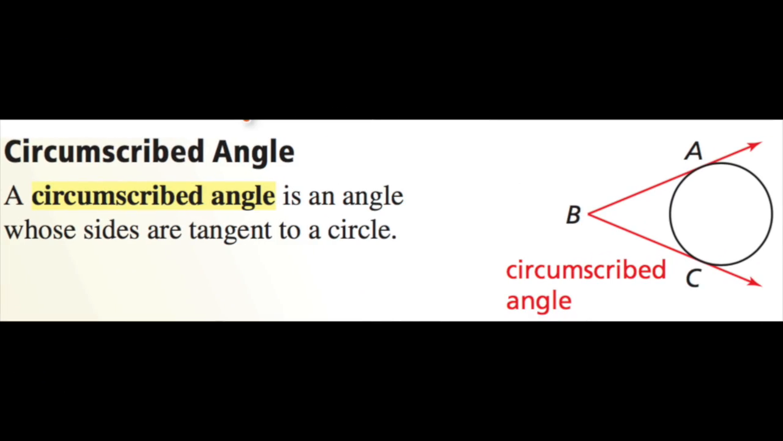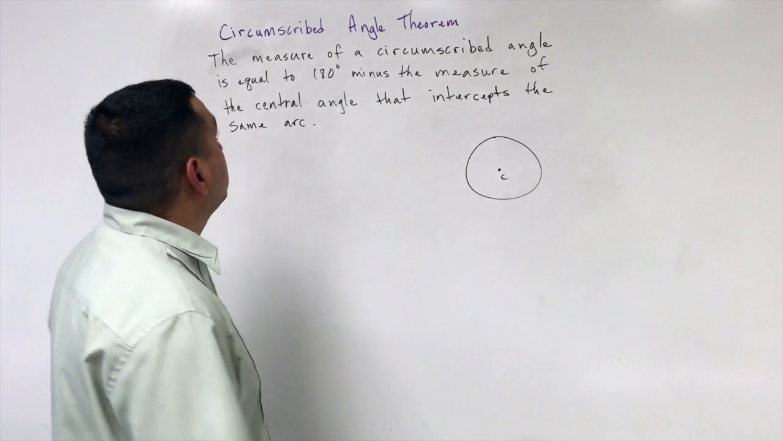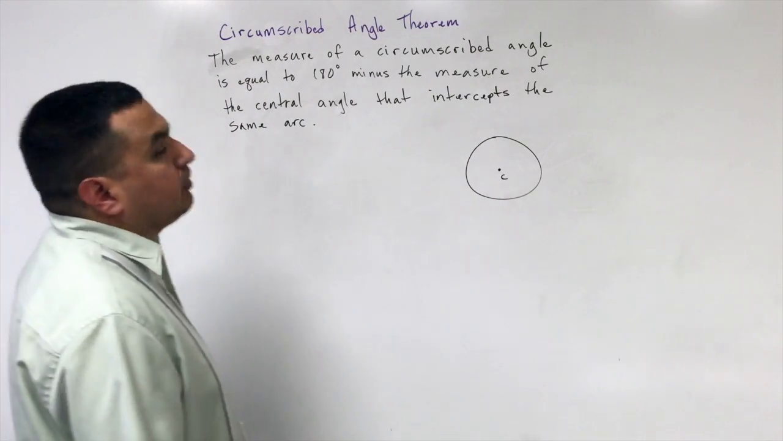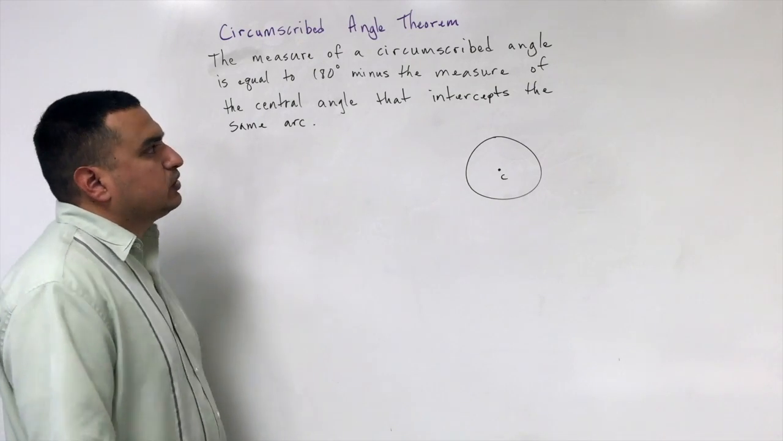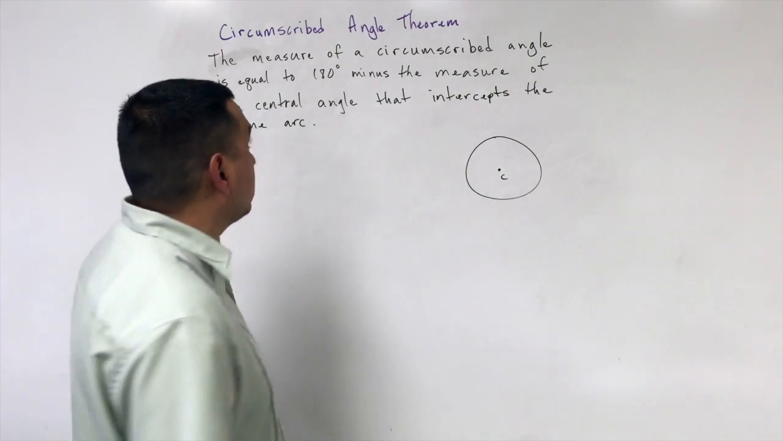A circumscribed angle is an angle whose sides are tangent to a circle, as you see in the picture. This brings us to our next theorem. It's called the circumscribed angle theorem. And it says that the measure of a circumscribed angle is equal to 180 minus the measure of the central angle that intercepts the same arc.